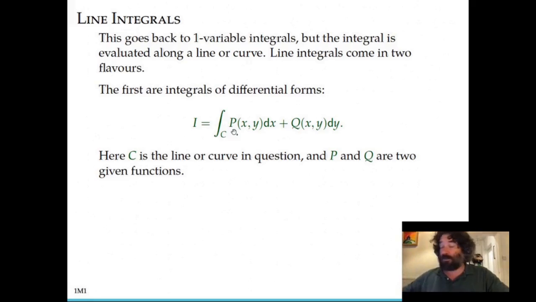And then there are these 2 functions, p and q. And we think of what's in the integrand here as a differential form. The fact that it has this dx and dy, this p dx plus q dy, is a differential form. And so what we're doing is integrating this differential form along the curve c.